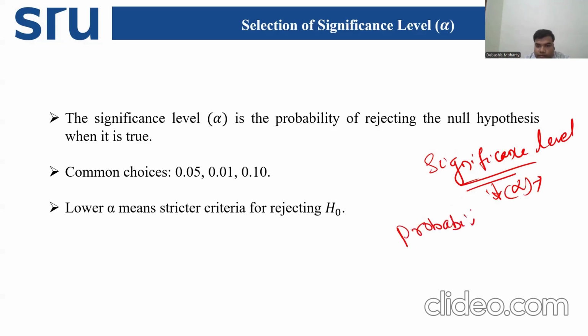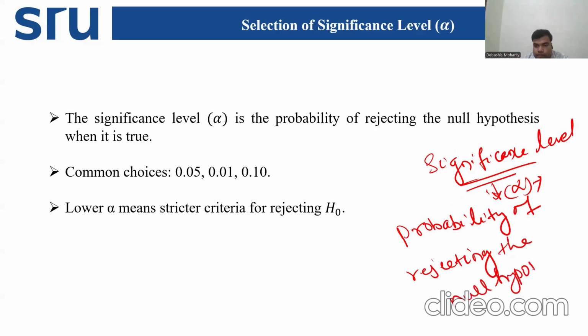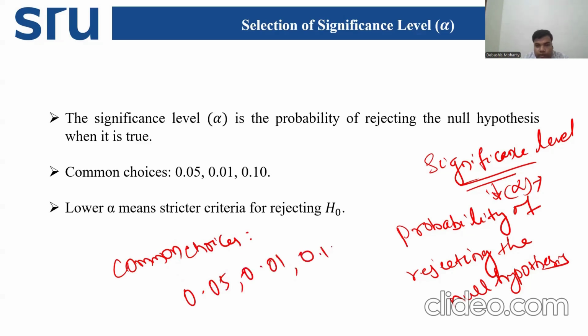Probability of rejecting the null hypothesis. And here are the most common sources. Already I have told you, students: 95, 99, and 90. The most common are 95 means 0.05, 99 means 0.01, 90% means 0.10. So students, these are the most common values for selecting the significance level.